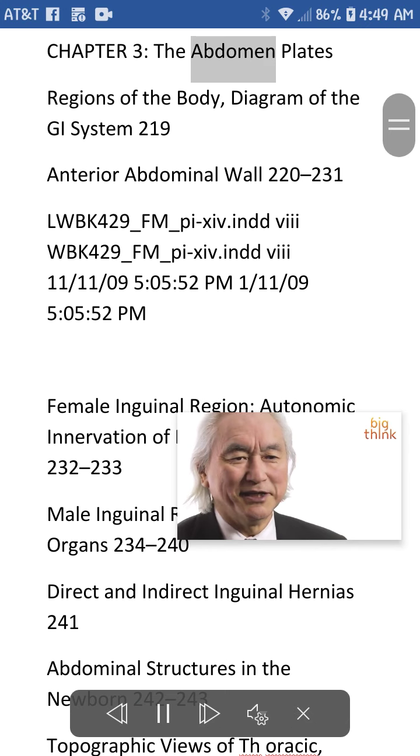Chapter 3, the abdomen plates. Regions of the body, diagram of the GI system 219. Anterior abdominal wall 220 to 231.